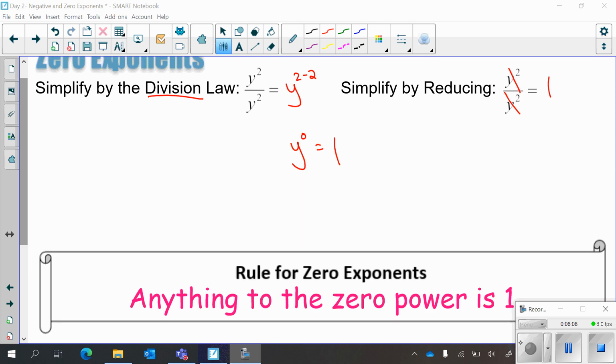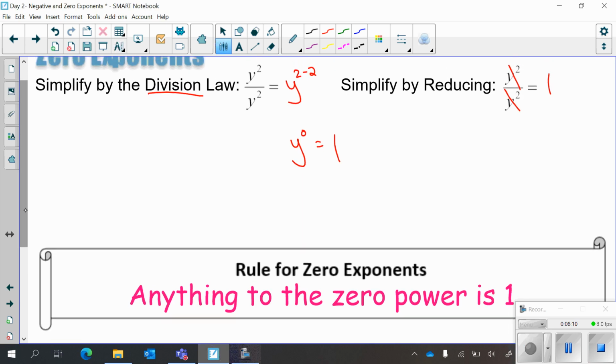So actually, I do want to talk about some things that people tend to ask. If you have x squared over x squared, which is x to the 2 minus 2, which is x to the 0, we know that this is 1. And if that's really not making sense to you, do it with numbers.